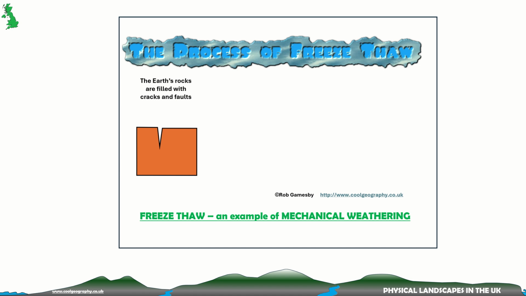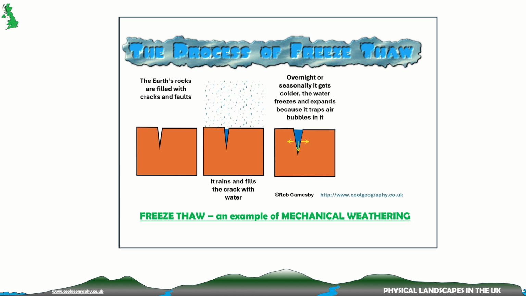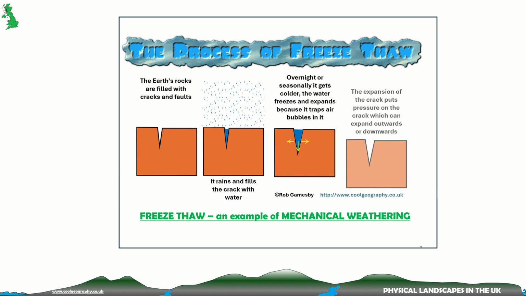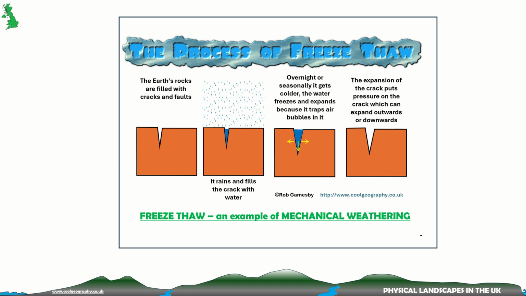The Earth's rocks are filled with cracks and faults. It might rain and fill the crack with water, and then in the UK overnight in the winter it might get colder, the water freezes, expands, and breaks bits of the rock off and expands the crack.